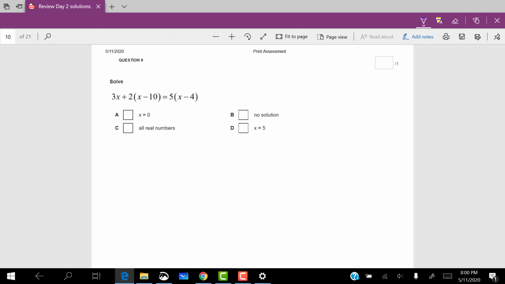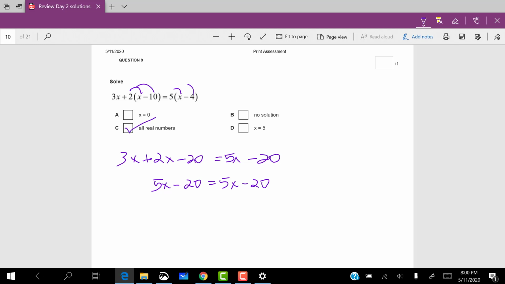All right, back to some solving practice. Make sure that you're careful when you're distributing here. So I'll have 3x plus 2x minus 20 equals 5x minus 20. All right, so I've got 5x minus 20 equals 5x minus 20. No matter what I plug in for x, both sides are always going to be the same. So that means all real numbers. Anything I plug in will work here.